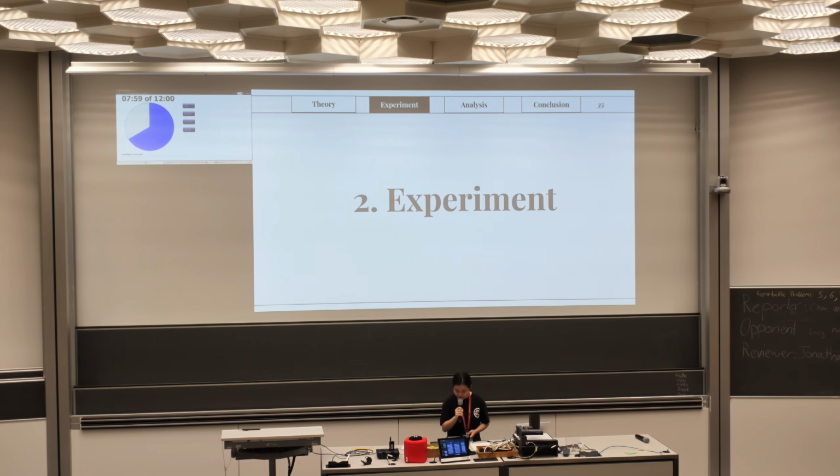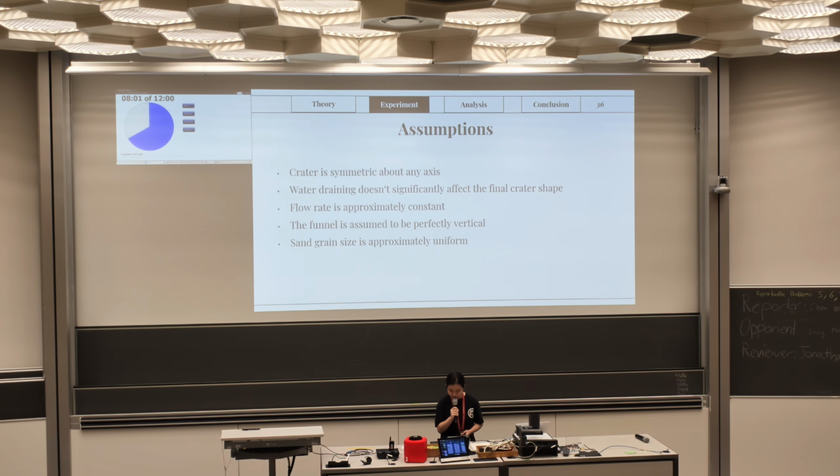Moving on to our experiment. We assume that the crater is axisymmetric and that the slow drainage minimally disturbs the final crater shape. Additionally, we assume that the flow rate is approximately constant. The funnel is vertical and the grain size is approximately uniform.